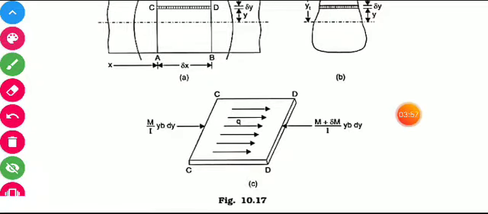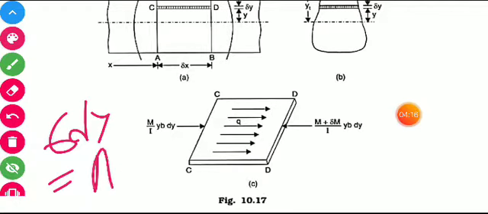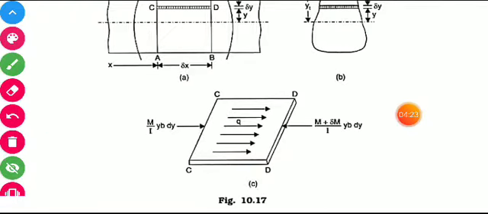Now similarly we want to calculate the horizontal force on the opposite side, that means D, which is equal to the stress, M plus del M by I into y, into the area b into dy. This b into dy may be written as the area.